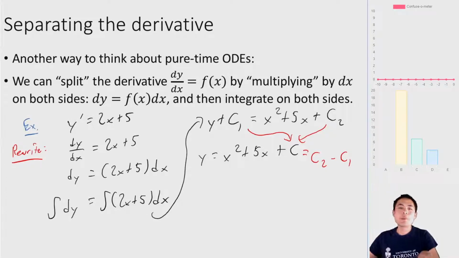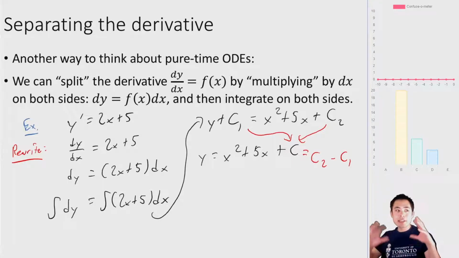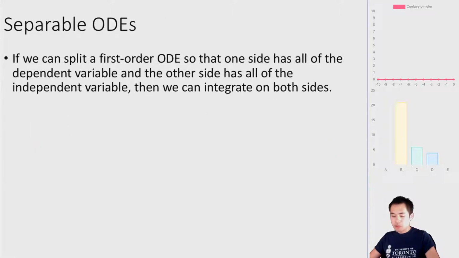Okay? So you might be wondering, why do we need to split this? Because you're just taking the integral of dy, which is just y, and we already knew that, right? The reason we do this is because it turns out there are other equations that we can separate in the same sort of way that aren't just pure time ODEs. And this is an entire class of ODEs. We're only going to deal with first order, called separable ODEs. If we can split a first order ordinary differential equation so that one side has all of the dependent variable and the other side has all of the independent variable, then we can integrate on both sides.